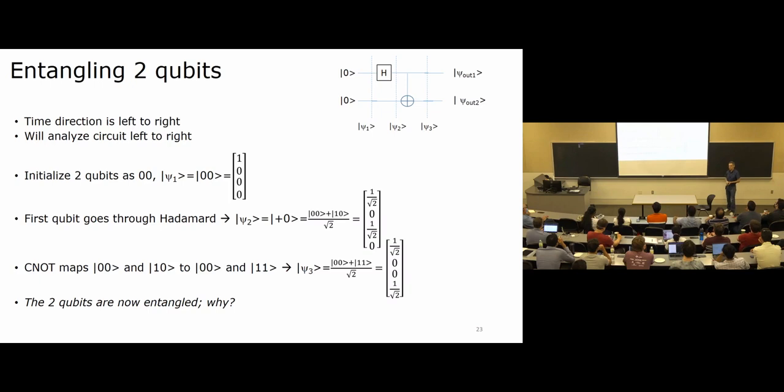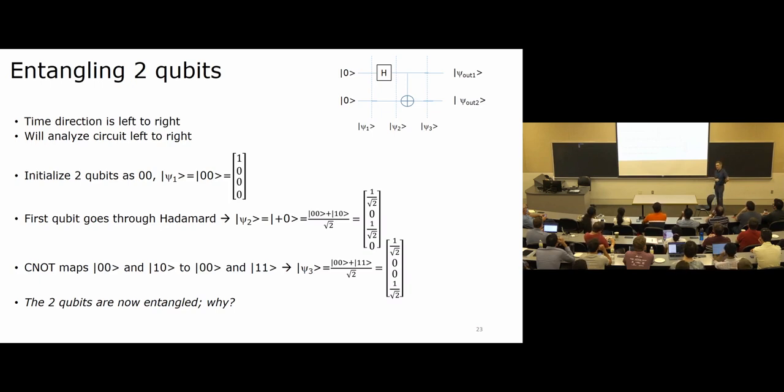So let's analyze what's going on here. Let's analyze ket psi 1, ket psi 2, ket psi 3. So ket psi 1 is 0,0. That's how we initialize things. What about ket psi 2? The first qubit, the 0, goes through a Hadamard. The second qubit, nothing happens. So instead of 0,0, the first one goes through a Hadamard. It becomes plus, and the second one is still zero, so we have plus zero.